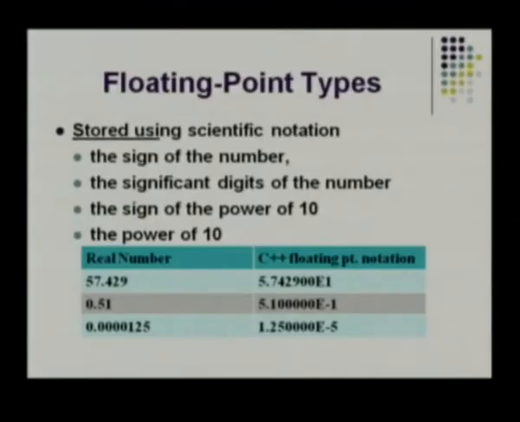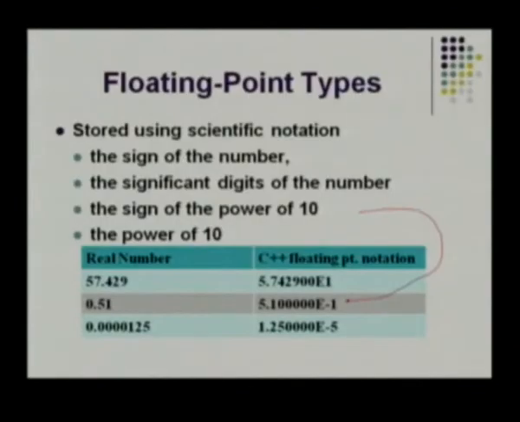Now, these floating point types are stored using scientific notation, or exponential form, as we say. Here there are 4 things which have significance. One is the sign of the main number, the number before the decimal. You have the significant digits of the number. You have the sign of the power of 10, that is the E followed by the number, which represents the power of 10, and you have the power of 10. Some numbers need not be given the power of 10, and will not have a negative value.